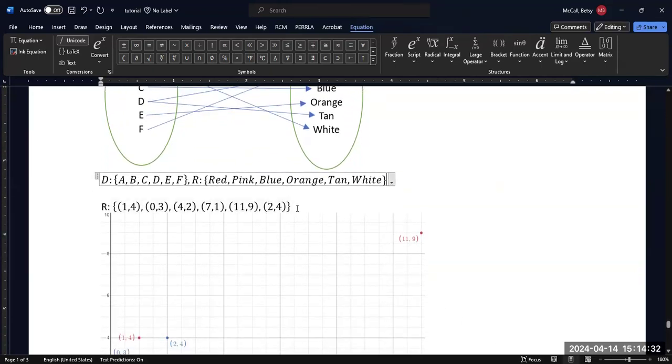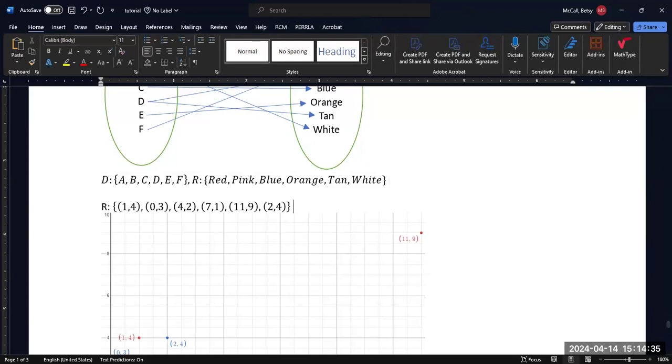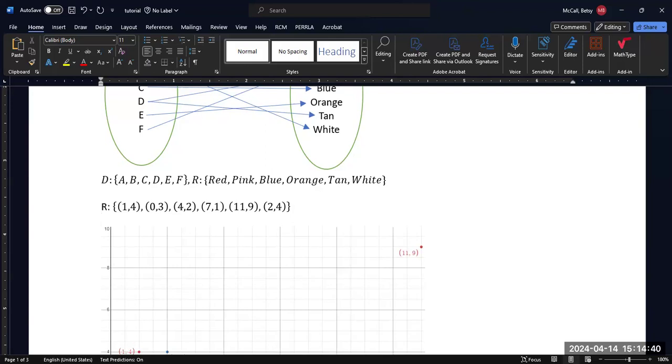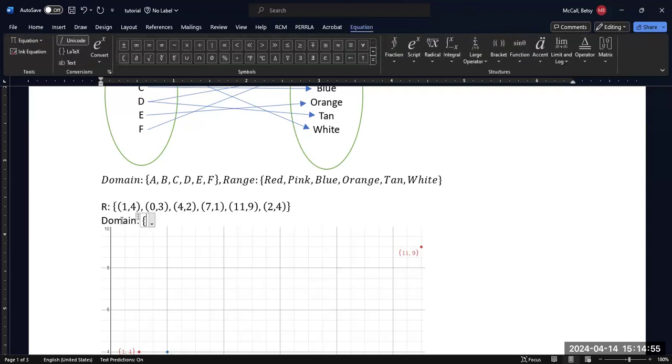Now, in the case of a list of points like this, again, it's quite straightforward. If our relation is R, and we'll just spell out range here just to make it really clear, it's just a list of inputs and outputs. So the domain is just going to be 1, 0, 4, 7, 11, and 2. And if you want, you can reorder them so that they are in numerical order.